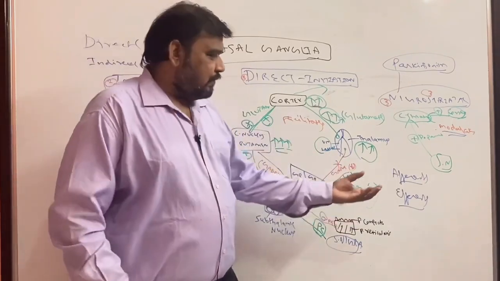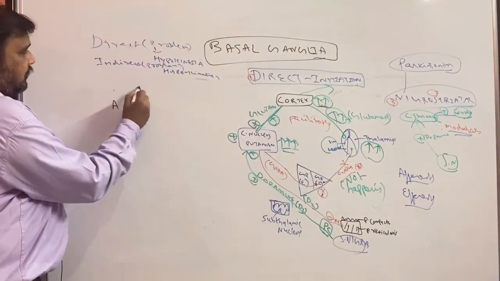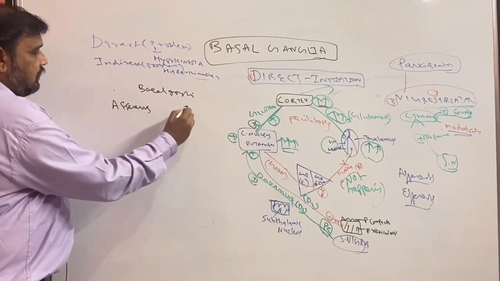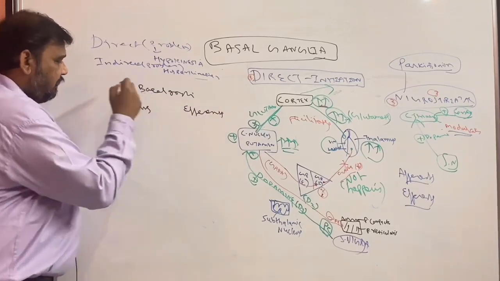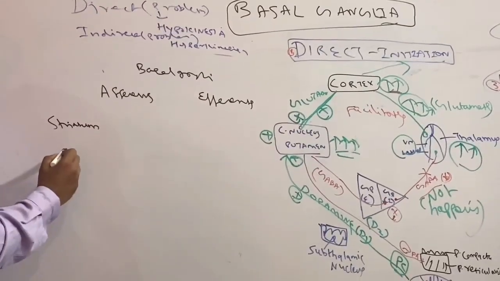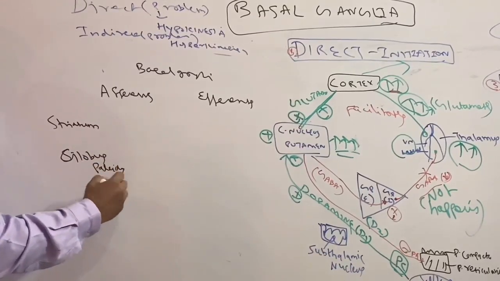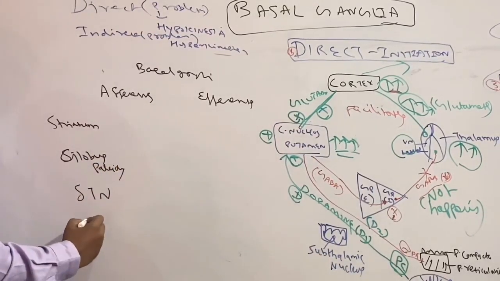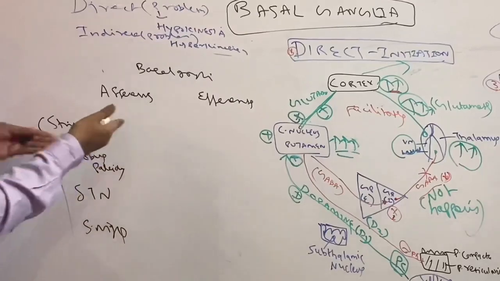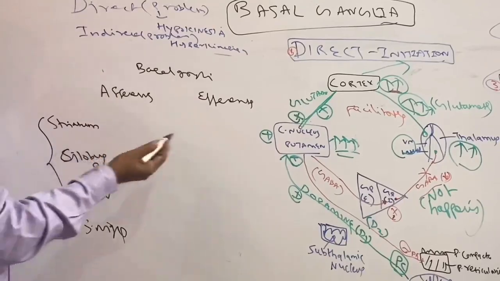From an exam point of view, usually they may ask what are the afferents and what are the efferents. So from the diagram, I will be dividing the basal ganglia into afferents and efferents. I will divide like corpus striatum, subthalamic nucleus, globus pallidus, and substantia nigra. So all these are components of basal ganglia. What are the afferents coming to this? What are the efferents going out of this? So these will be the afferents and efferents of basal ganglia.